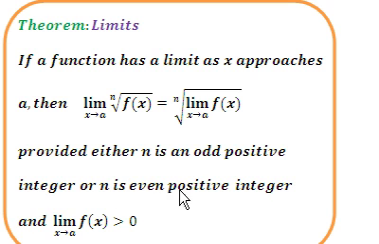Or it says n is an even positive integer and the limit of f of x as x approaches a is greater than 0. So we are looking at this part of the theorem, n is an odd positive integer. So let's go back now to the problem.